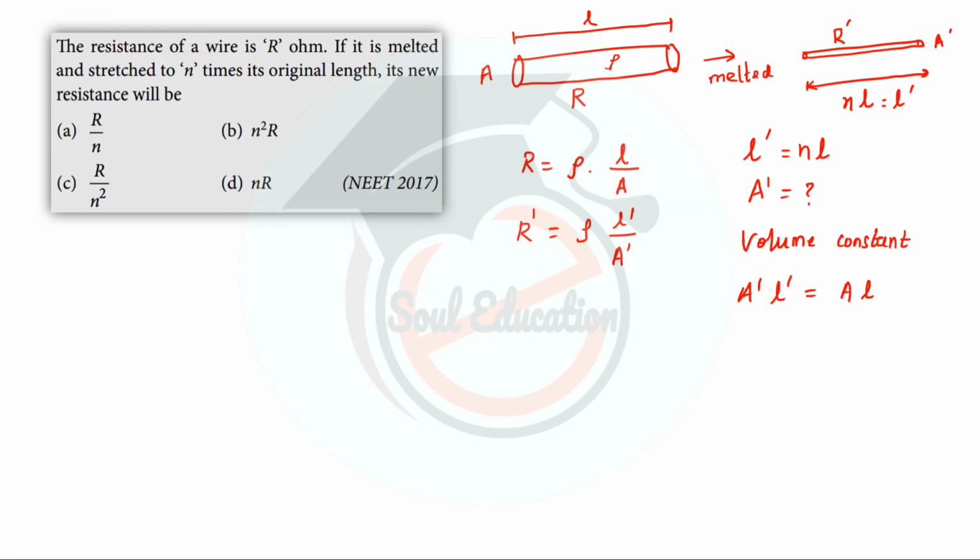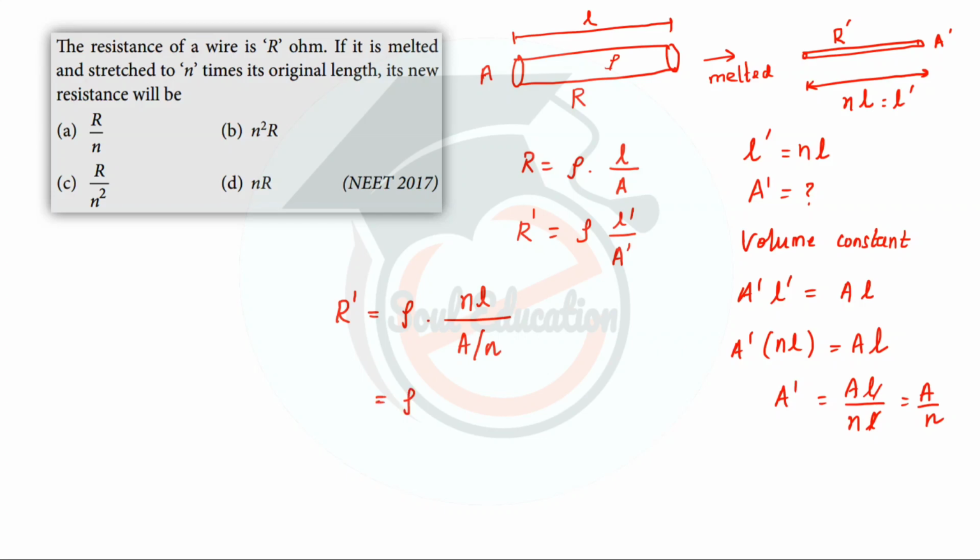So I need to find A dash, where L dash is N into L, which equals A into L. Then A dash is A into L upon N into L. L cancels, so it is A by N. Now the new area of cross section is A by N. So my new resistance R dash is equal to rho into L dash, which is N into L, upon A dash, which is A by N. So N goes up, and it is rho into N square into L by A.